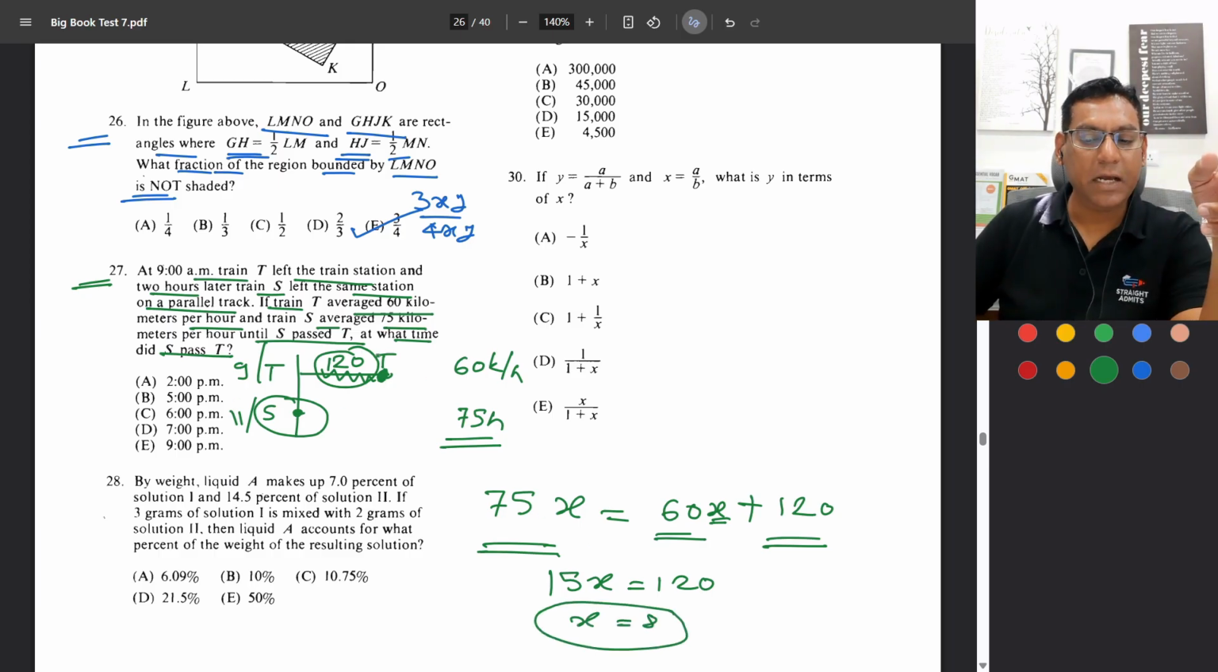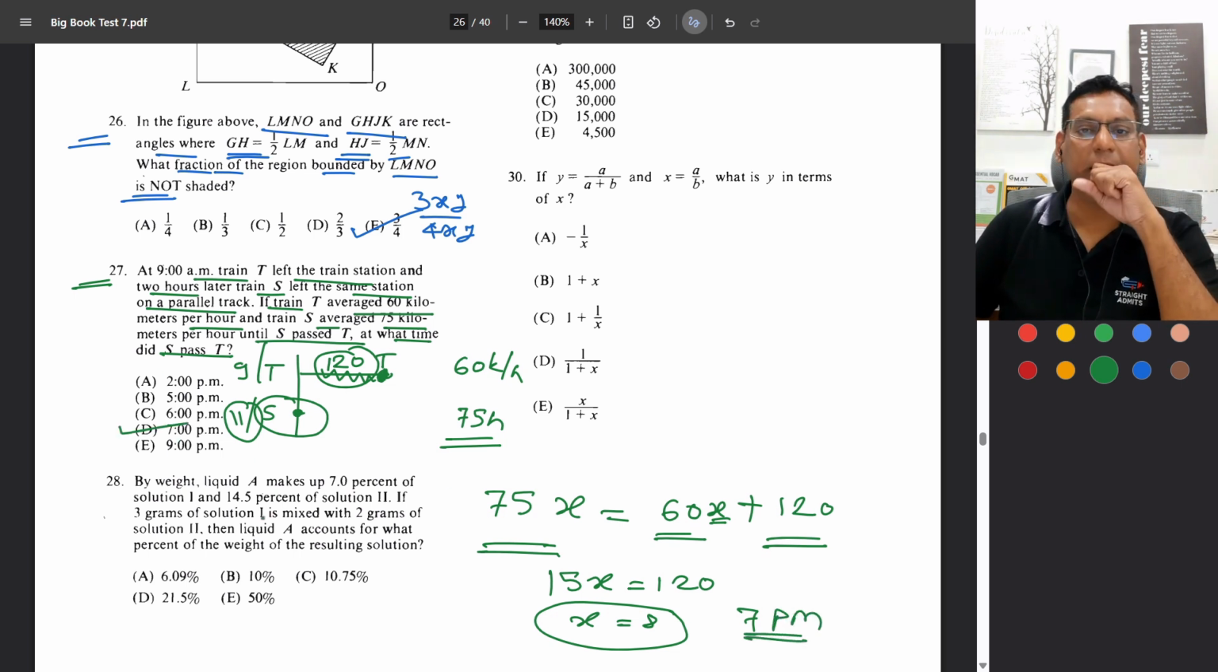So after 8 hours after S started, that means 8 hours after 11 a.m., that means it has to be 7 p.m. Right, 7 p.m. Answer choice D. Okay, let's verify this.